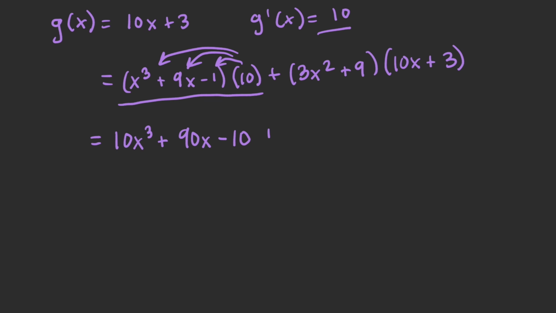Okay, so we've done that half. Now let's move on to this half. So the 3x squared times the 10x would give us 30x cubed.